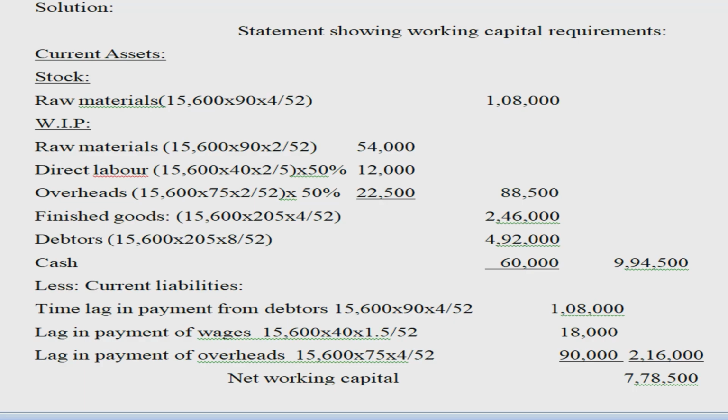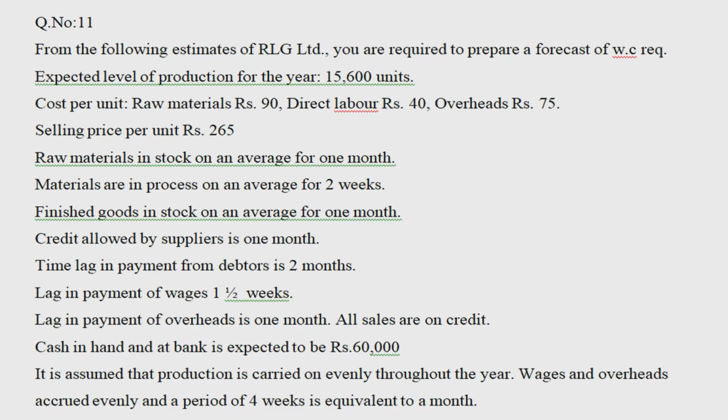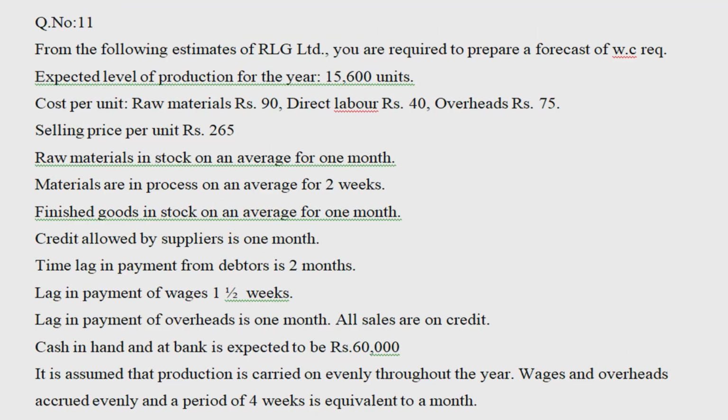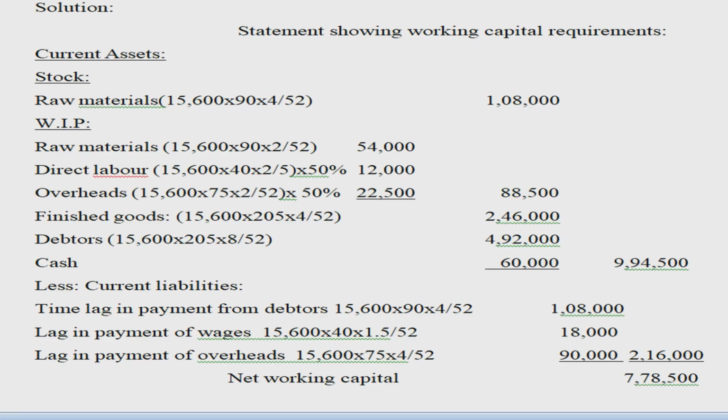Next, for the finished stock. Finished stock is nothing but raw material plus direct labor plus overhead, all those costs we have to add up. That is 90 rupees plus 40 rupees plus 75. So for the finished goods, 15,600 into 205. 205 is nothing but 90 plus 40 plus 75. For the finished goods in stock on an average for 1 month, 1 month is nothing but 4 weeks. 15,600 into 205 into 4 divided by 52, you will get rupees 2,46,000.